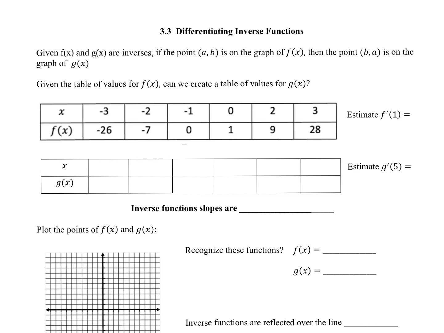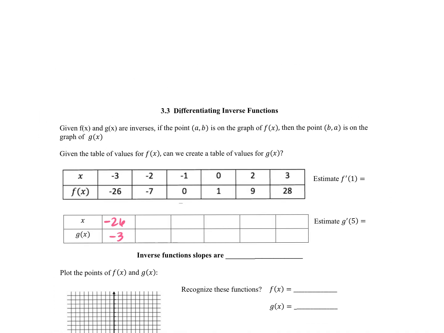Does anyone remember anything about the points of inverse functions? If the function has the point (-3, -26), the inverse has the point (-26, -3). Okay, so if a function has the point (-3, -26), the inverse just has the opposite point.